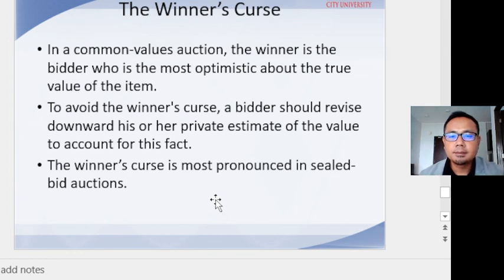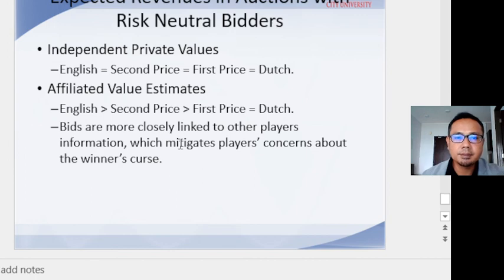And there's the winner's curse. In a common value auction, the winner is the bidder who is the most optimistic about the true value of the item. So to avoid the winner's curse, a bidder should revise downward his or her private estimate of the value to account for this fact. The winner's curse is most pronounced in sealed bid auctions.